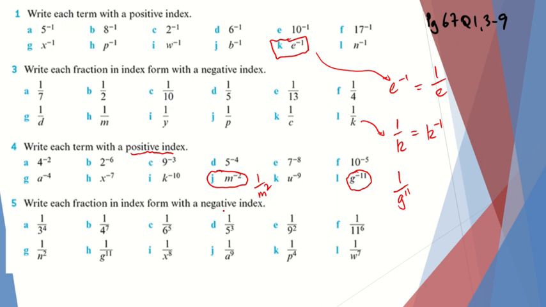Now we're sort of doing the opposite. We're going to go from positive to negative index. So for example, this question here, 1 over p to the power of 4 can be written as p to the power of negative 4. Make that a bit more clear that that's p to the power of negative 4. G to the power of negative 11.